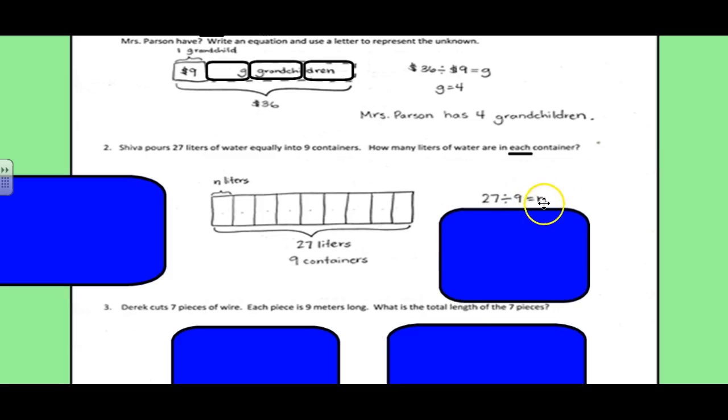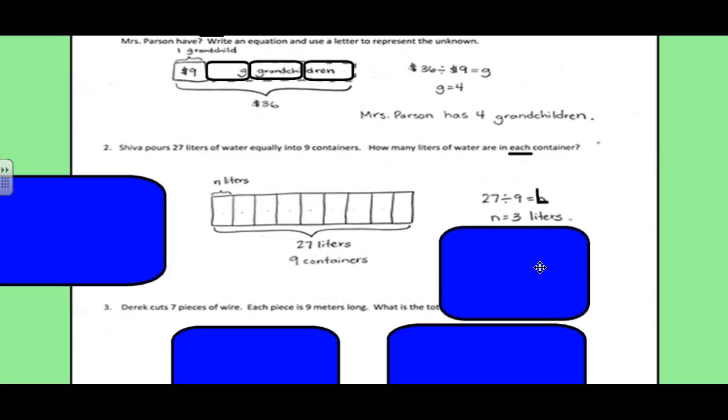They put N on theirs, but I told you to use L, so I was looking for 27 divided by 9 is actually equal to L. And then we need to solve for what L is. And if you finished your tape diagram, you figured out that L was actually equal to 3. So in each container, there are 3 liters.